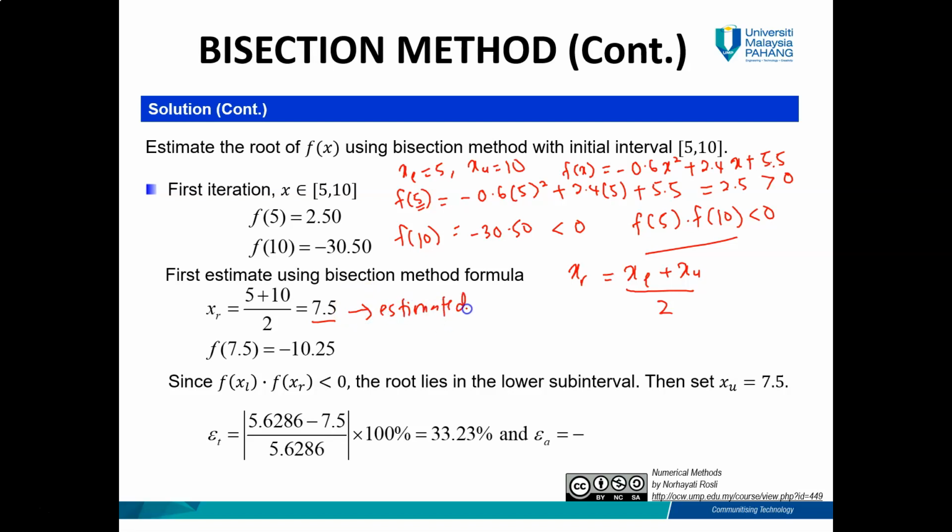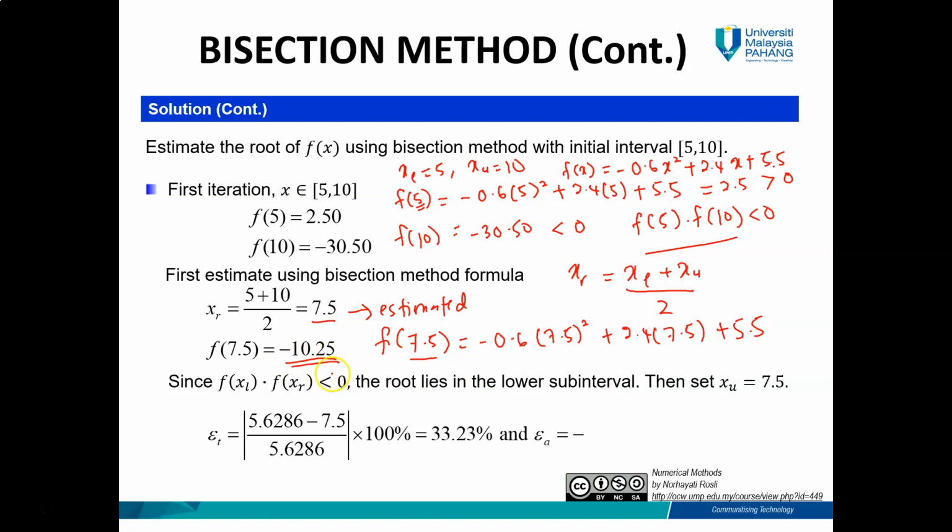Okay. And then class, once you get this, you need to find the function of this xr, which is the function of 7.5. How to compute this? 7.5 needs to be substituted into this equation. So we will have negative 0.6 times 7.5 squared plus 2.4 times 7.5 plus 5.5. When you solve this, you will get the answer negative 10.25.